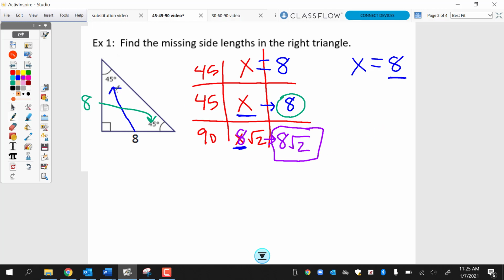So then I'm going to put this on the side across from 90, which is 8 square root of 2. And now I've answered the question because it wanted to know both side lengths in this triangle. Okay? Let's look at another one.